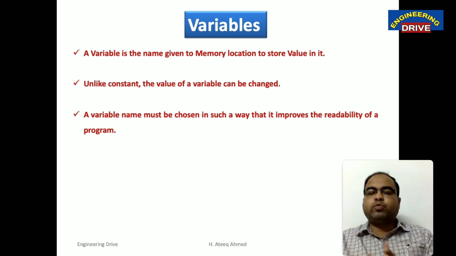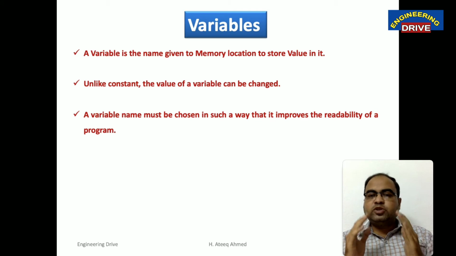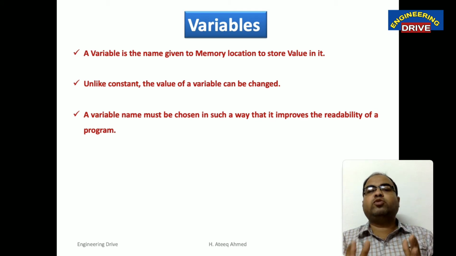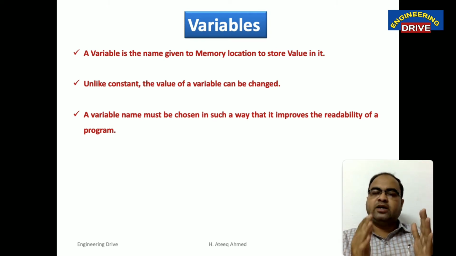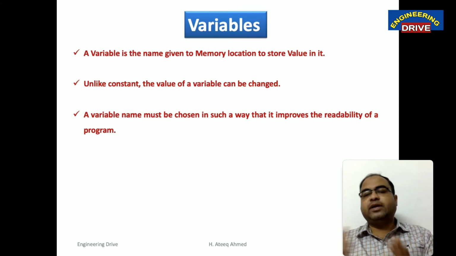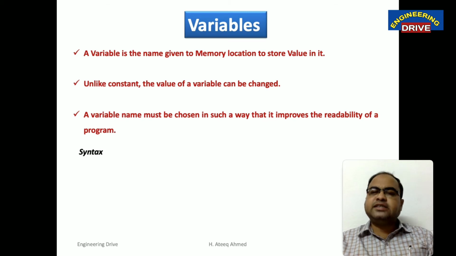So clearly this point says that we need to choose our variable names in our C program in such a way that it improves readability. Once we see the name of a variable, we should be able to understand that this variable is holding this type of data or doing this type of work. Easily we can differentiate the variables depending on the names.